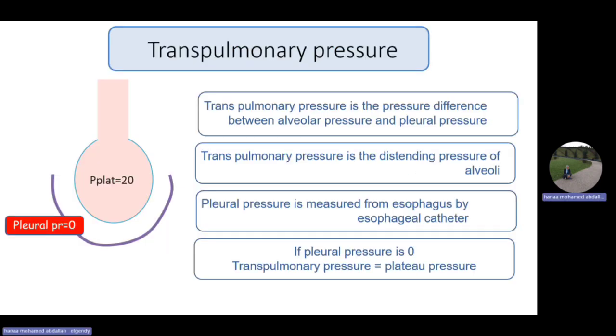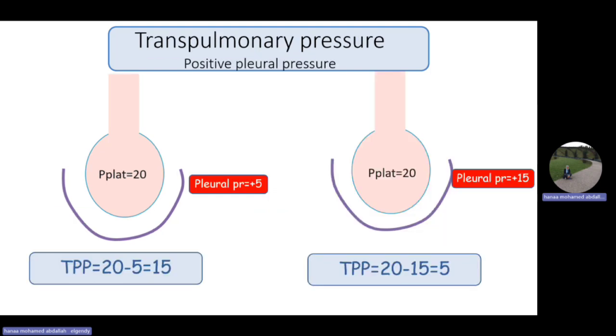The transpulmonary pressure, as we said, is the standing pressure of the alveoli, and it's measured by the esophageal tester. If the pleural pressure is zero, as in a patient with pneumothorax, the transpulmonary pressure will equal the plateau pressure and the alveoli will collapse. So transpulmonary pressure is a very important pressure for alveolar distension.